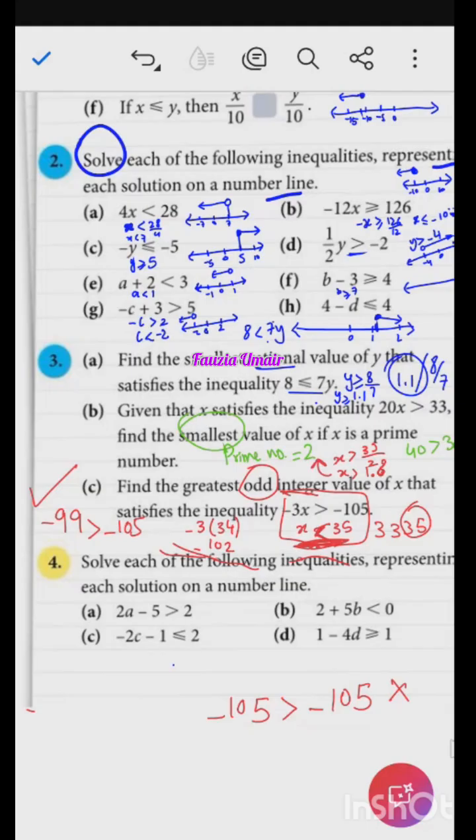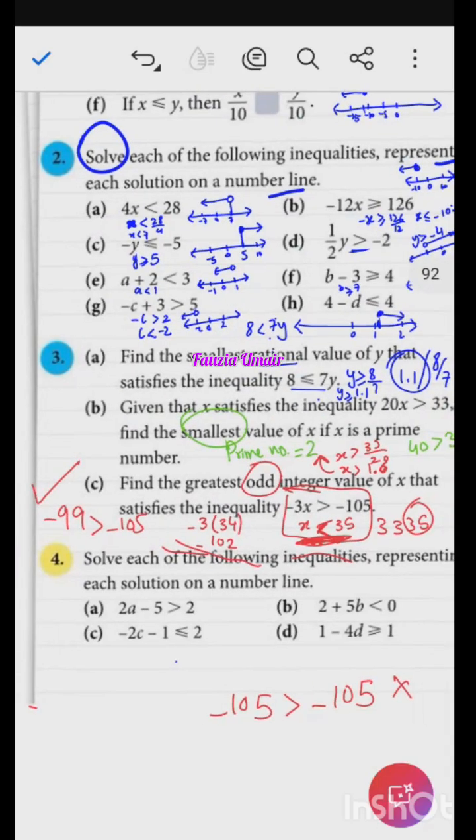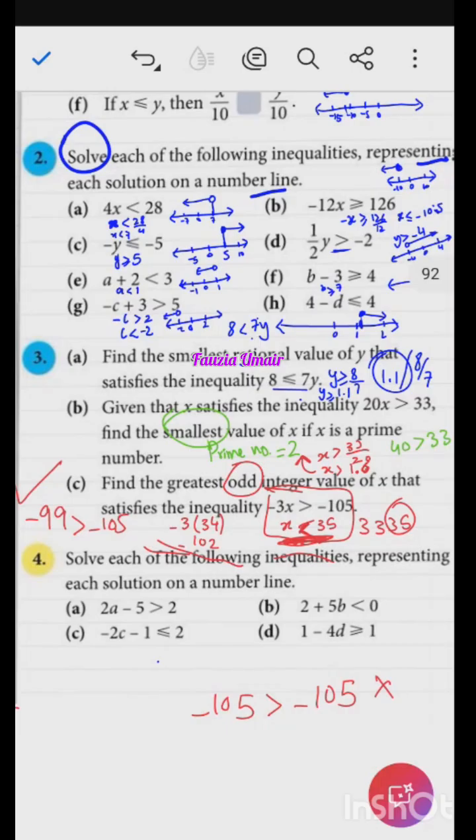So there is a next question of inequality as well. Solve and represent on number line. So Kinzat, would you be able to solve this fourth question on your own as a home task? Yes, miss. All right.